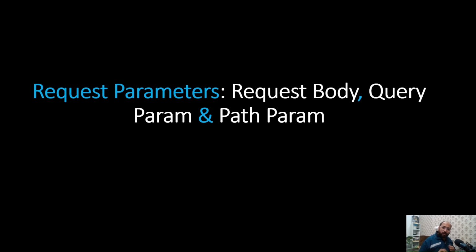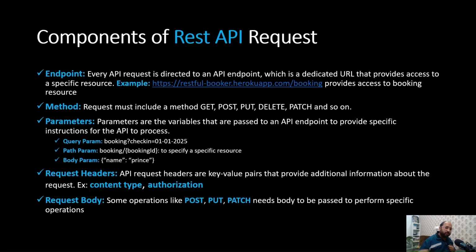As part of our API automation series using REST Assured, we discussed various components of a REST API request, such as endpoint, method, and request headers in the previous lectures. In case you are not familiar with these components, please check out my previous videos, which I'll be sharing in the icon. In today's lecture, we will try to understand another important component of a REST API request, that is parameters.